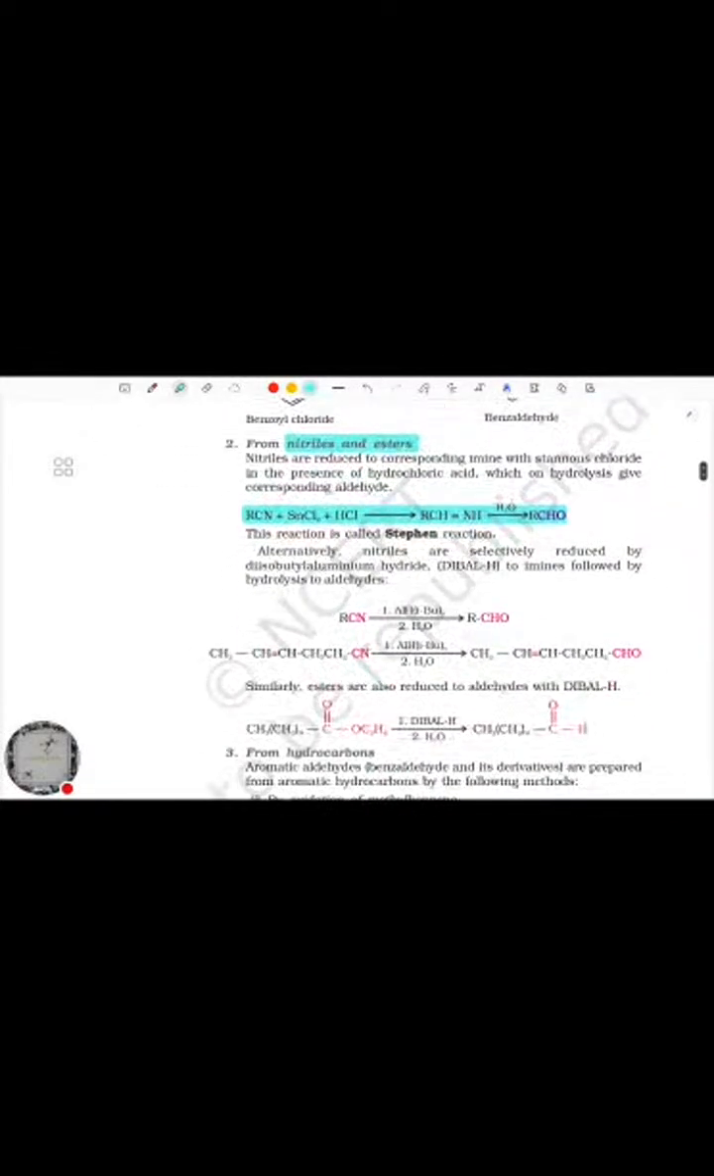So next, preparation reactions. First, from acyl chloride we did hydrogenation in presence of palladium on barium sulfate. This reaction is what we call the Rosenmund reduction. And then we had the Stephen reaction. Alternatively, nitriles with diisobutyl aluminum hydride, DIBAL-H, give imines, followed by hydrolysis to aldehydes.